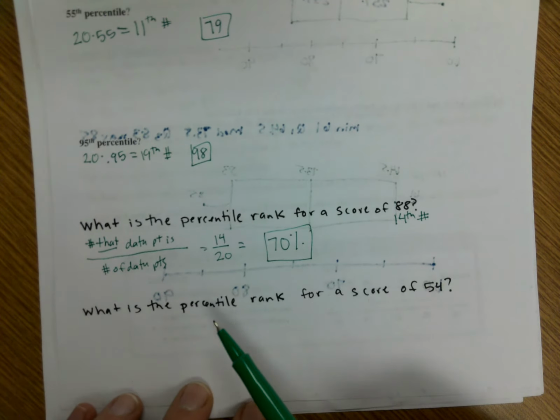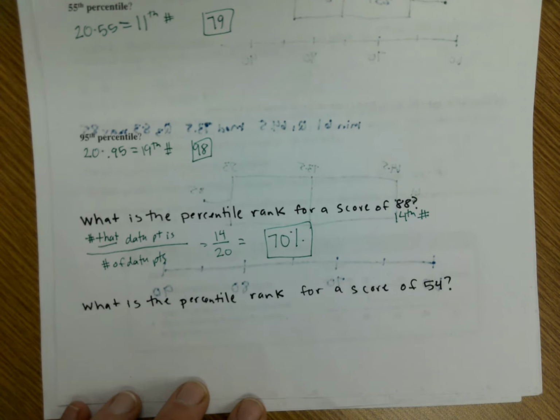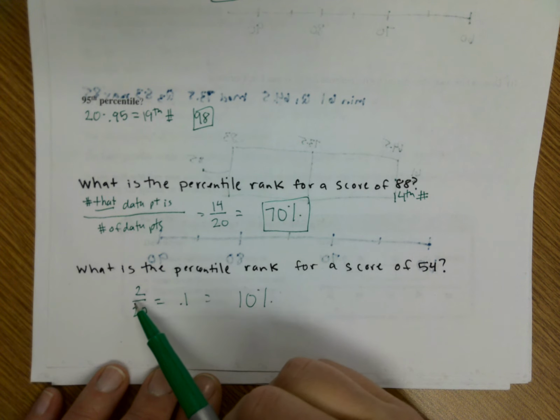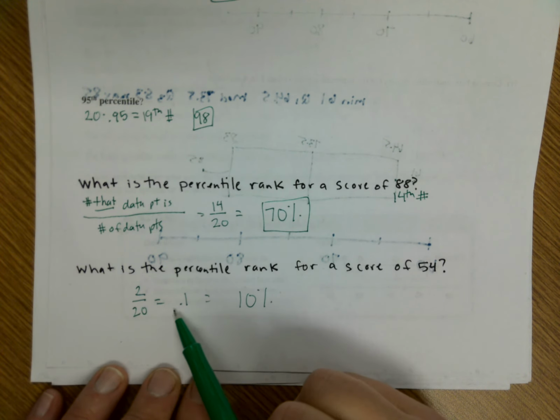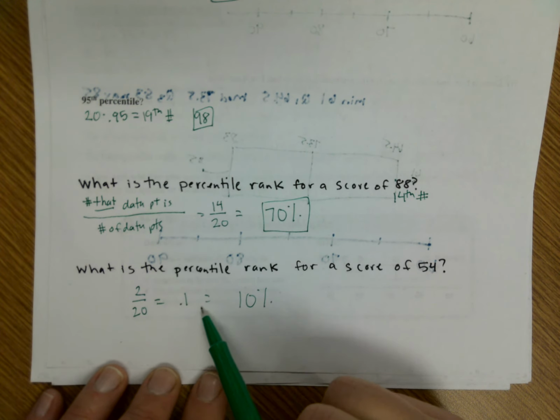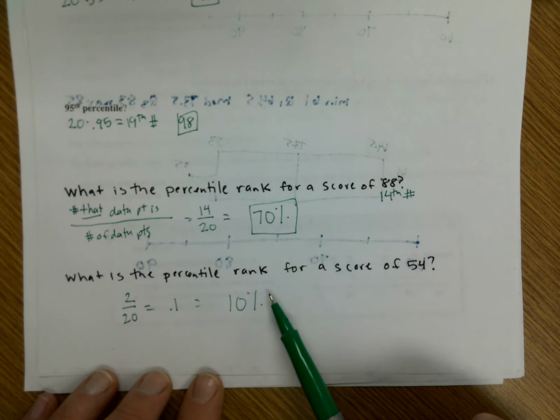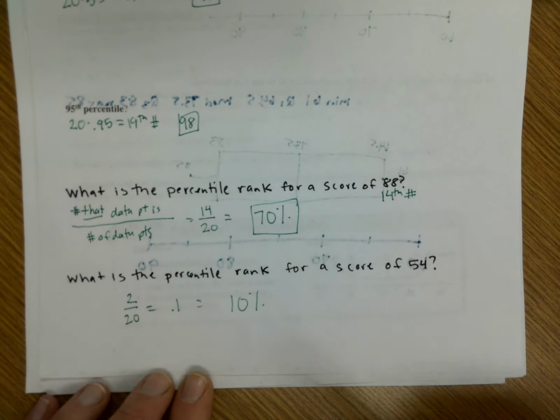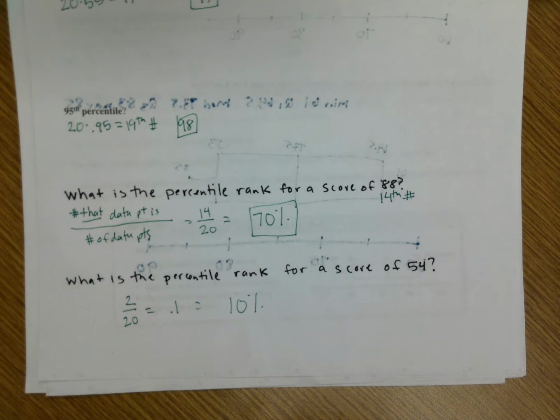I want you to try to figure out the percentile rank for 54. It's the second number out of 20, so that'd be 0.1. You move the decimal 2 times to the right to figure out your percent, so it's the 10th percentile. There you have it, 11.5, analyzing data.